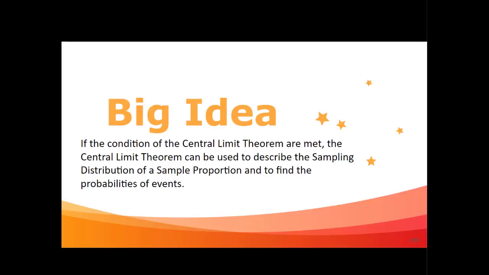So what's the big idea? Today's big idea is that if the conditions of the Central Limit Theorem are met, you can assume normality. And that normality can describe the sampling distribution. That sampling distribution can be used as a model to find probabilities of events. So that's it for today.